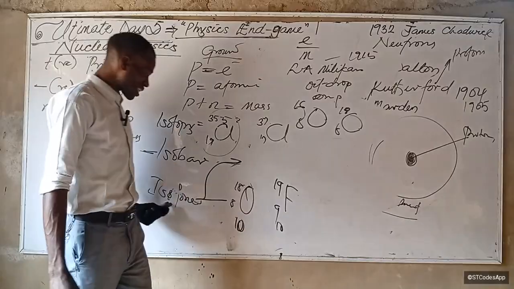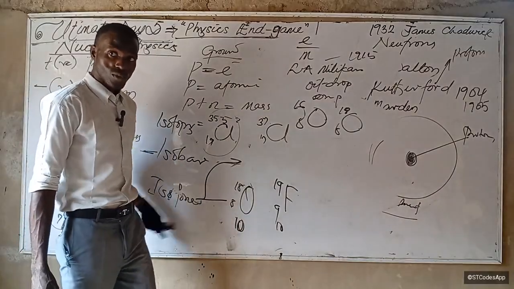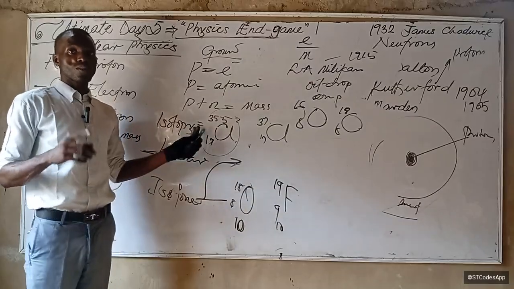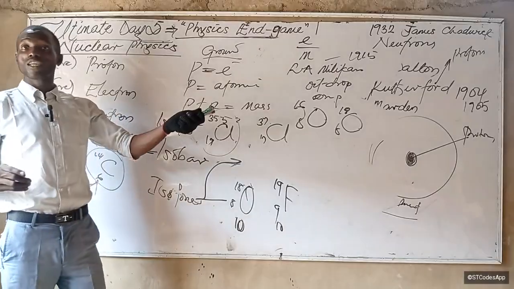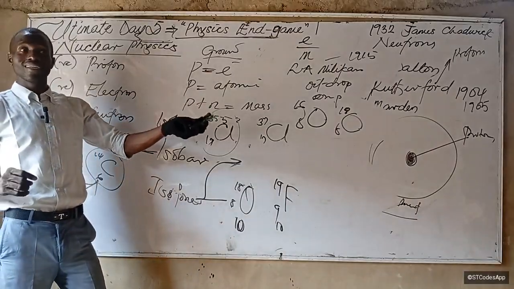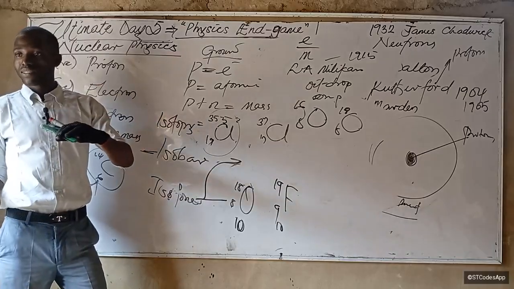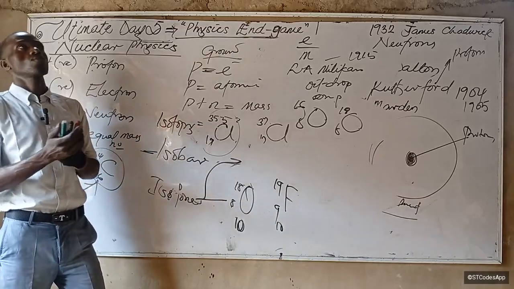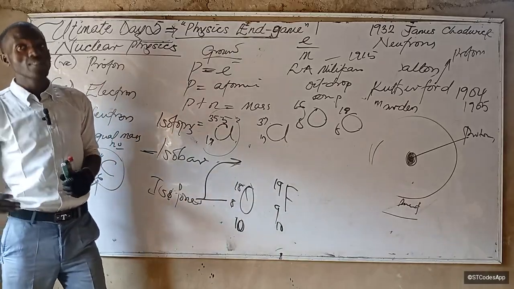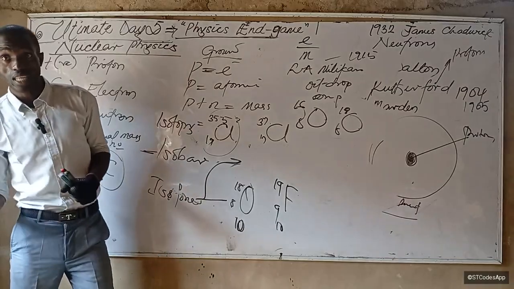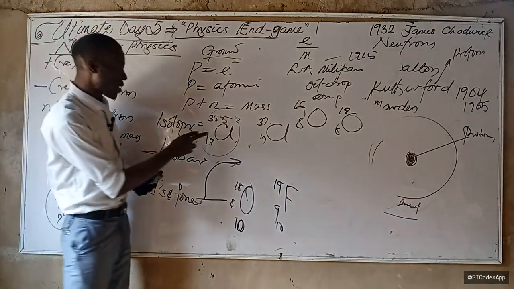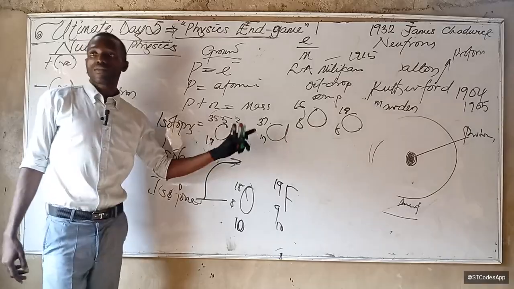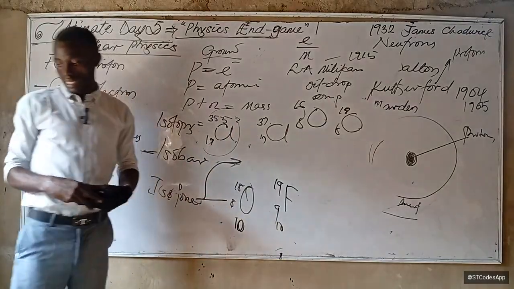So the concept of isotope destroyed one of Dalton's atomic theory ideas, that atoms of the same element are always equal. Is that okay? So isotopy destroyed that idea.